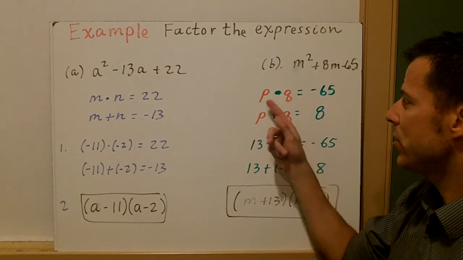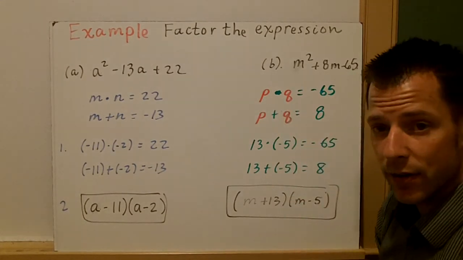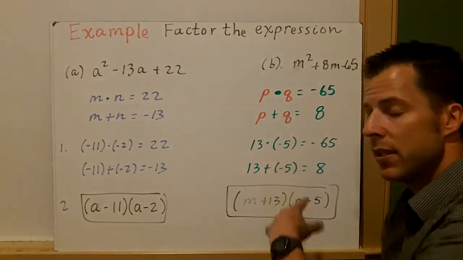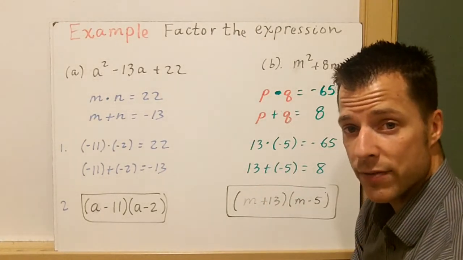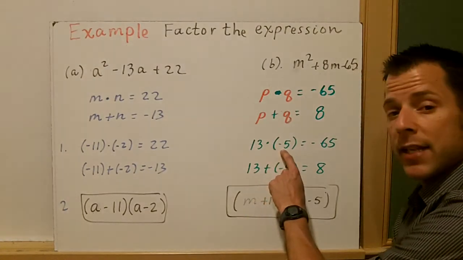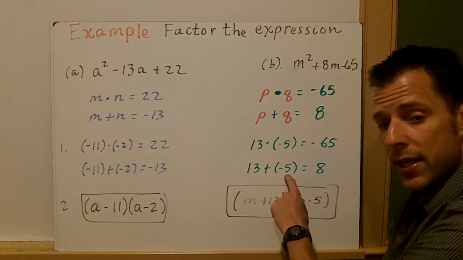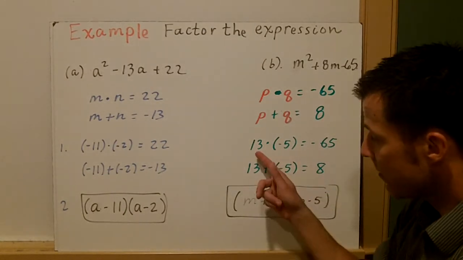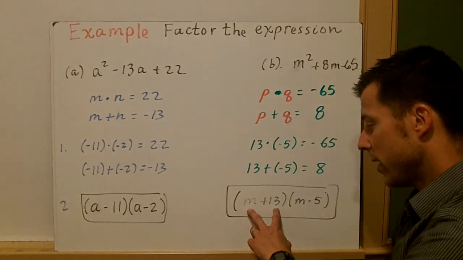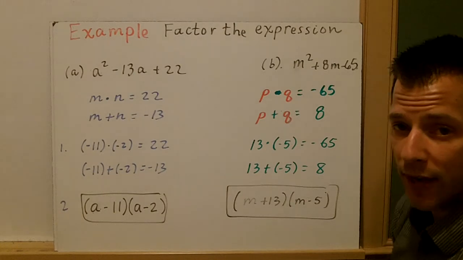So I need two integers here that multiply to be negative 65 and add to be 8. With some trial and error, I get 13 and 5 gives me 65, but I have to have the right combination of signs. 13 times negative 5 gives me negative 65, and 13 plus negative 5 gives me 8. So I've got my m and n, or in this case my p and q. So I have the quantity m plus 13 times the quantity m minus 5.